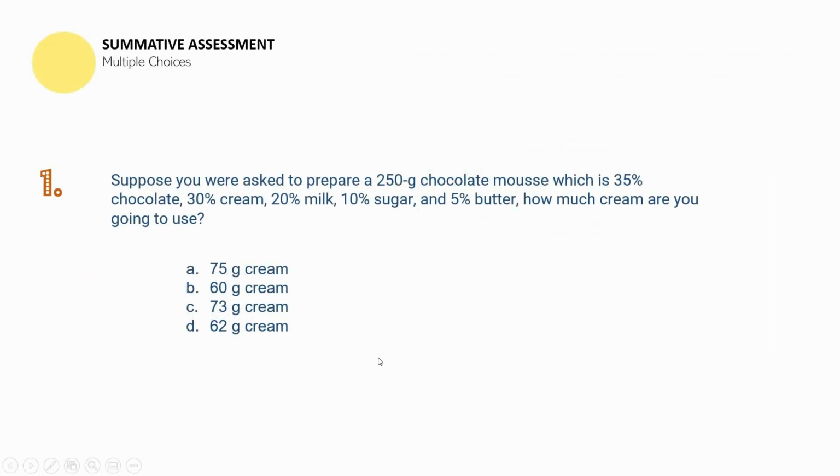Question number 1. Suppose you were asked to prepare a 250-gram chocolate mousse, which is 35% chocolate, 30% cream, 20% milk, 10% sugar, and 5% butter. How much cream are you going to use? A, 75 grams of cream, B, 60 grams of cream, C, 73 grams of cream, and D, 62 grams of cream. Pause this video if you need more time.